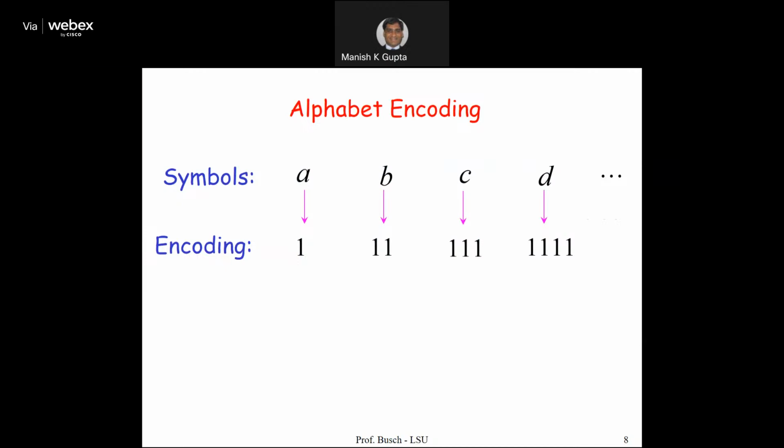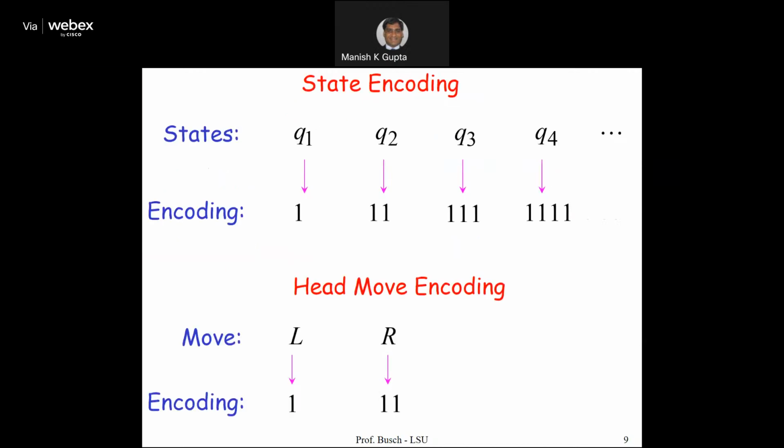Okay. Next, state encoding. So there are states Q1, Q2, Q3, Q4, and so on. Them also I describe by ones: 1, 1 1, 1 1 1, and so on. No matter how many states there are, you just map. Now you can see that here also I'm using a number of ones, and there also I'm using a number of ones in the alphabet. So of course we require some sort of delimiter which can distinguish; I'm going to talk about it. Then head movement is either left or right. Left means 1, right means 1 1. Okay. Fine.